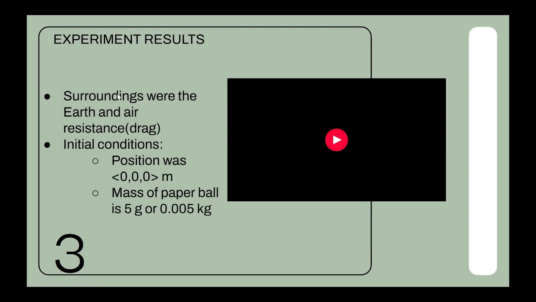The surroundings were earth and air, like air resistance. So that's where the drag comes into it. And then initial conditions that we set were 0, 0, 0. And then we said that the mass of the paper ball is 5 grams, or really small.